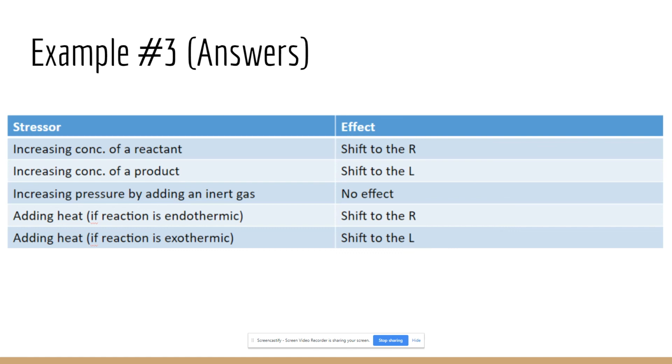Adding heat, if you have an endothermic reaction, means that heat is a reactant. Therefore, you're adding a reactant, and it will shift to the right. Then the opposite is true. If you add heat to an exothermic reaction, heat is a product of an exothermic reaction. Therefore, you're adding a product, and there will be a shift to the left.